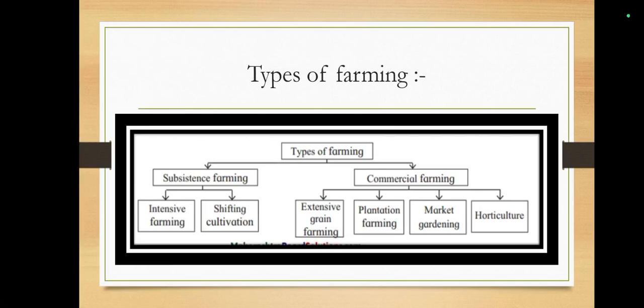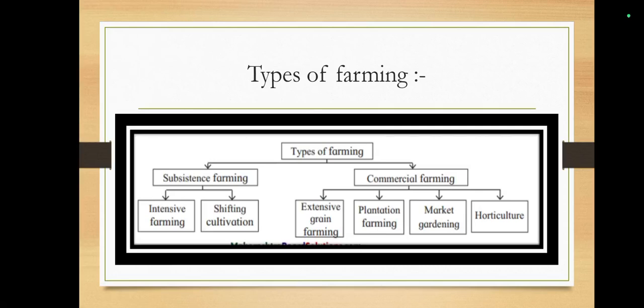Intensive farming is carried out in one and the same farm for years together. In shifting cultivation, every year a new area is chosen for cultivation. After a specific period of time, old areas are again used for cultivation. First under subsistence farming is intensive farming. Getting maximum production from a minimum area is the characteristic of intensive farming.